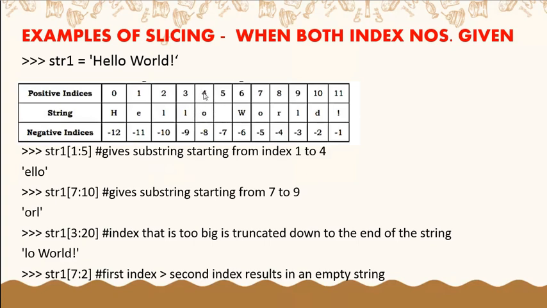Similarly, when I am writing here 7:10, it gives the substring starting from 7 to 9 and it returns ORL. Then similarly 3:20 returns LO and world. Then 7:2. Now see here, when the starting index number is greater than the stop index number, it will show you the empty string.